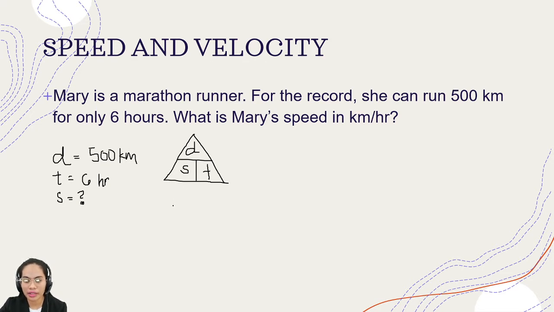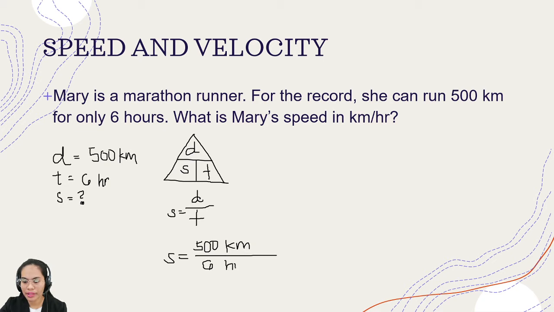Okay, you take note of the position of the variables in the triangle. Speed is located here because we are looking for speed. That's why S is equal to, asan ba yung distance? Nasa taas. So, you put distance also here. Over, asan ba yung time? Nasa baba. Alright, so that's how you are going to derive formula based on that triangle. Is it clear? Okay, very good. Alright, so let's try to solve this one. Let's try to substitute the given. So, 500 kilometers over 6 hours.